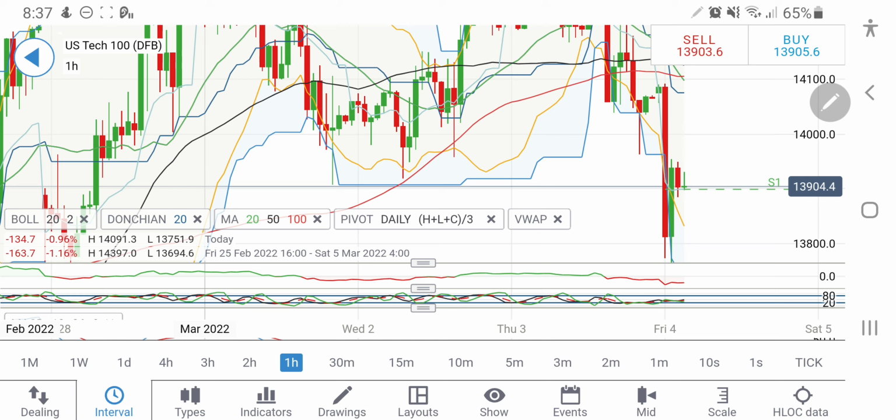So take a long entry beyond 13,950. You can expect it to hit 14,050 and 14,100 levels. On the downside, take a short entry at 13,880. You can expect it to drop towards 13,800. And in fact, if it breaks below 13,750, a good support should come into picture. Right now it is oversold.